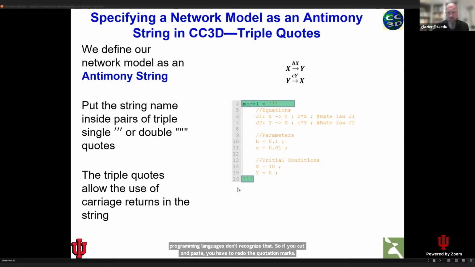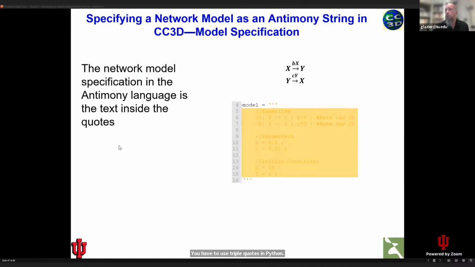Avishek? Yeah, so in the last point, what does it mean by use of carriage returns in the string? If you have multiple lines within a string, you have to use triple quotes in Python. Okay, good question.